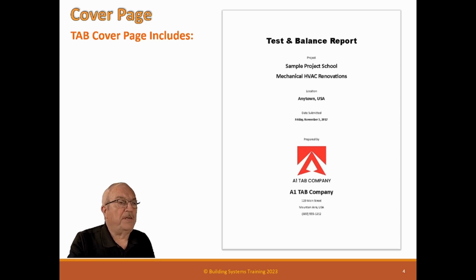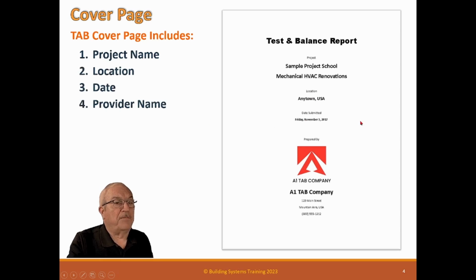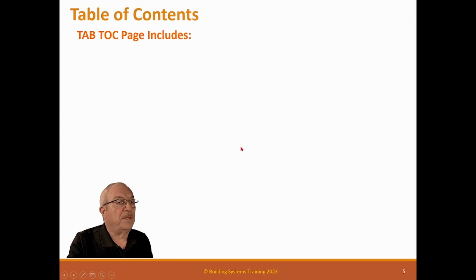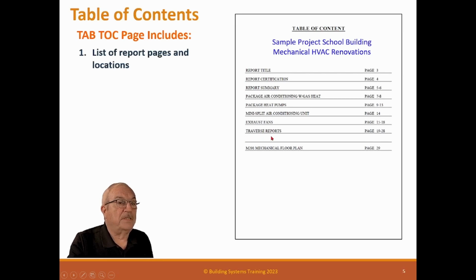So the cover page is just a cover page, and you can have anything on it you want actually, but it needs to have the project name, its location, where it is, the date of the project, and the provider name, your name, and your logo on there. Sure, that's what you'd want to do. The table of contents is a list of report pages and locations.